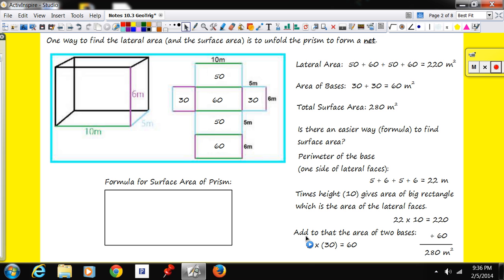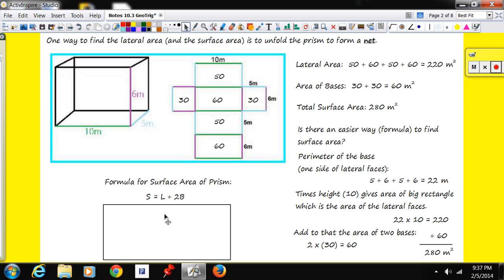And then if we add that to the area of the 2 bases, 2 times the 30, you've got 2 30s here, so you got 60. So 220 plus 60 gives you 280. So there is a shortcut formula, and if you know the formula, you don't have to go through all of this stuff. If you know the formula, you've got this right here.